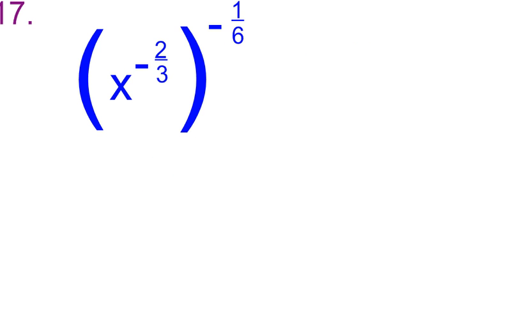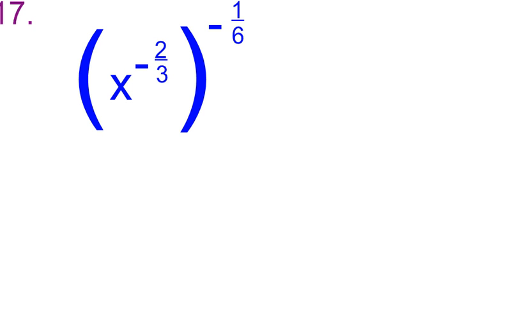Here's another rule that we hopefully remember. When I have a power of a power, x to the negative 2/3 to the negative 1/6, my rule is that I multiply these. If I recognize that right away, I would see that when I multiply them, they become positive, because I'd be multiplying two negative numbers.